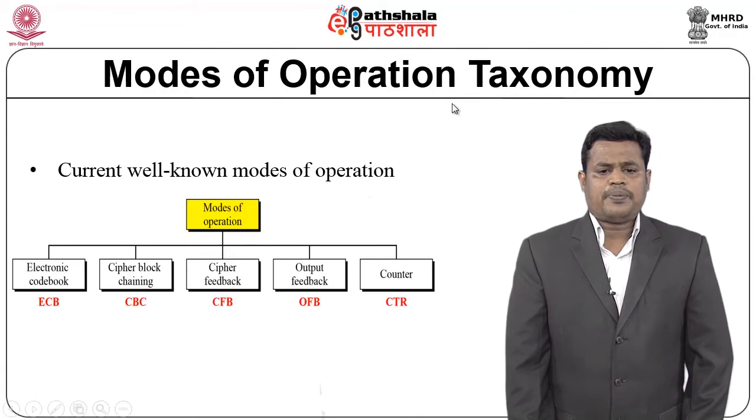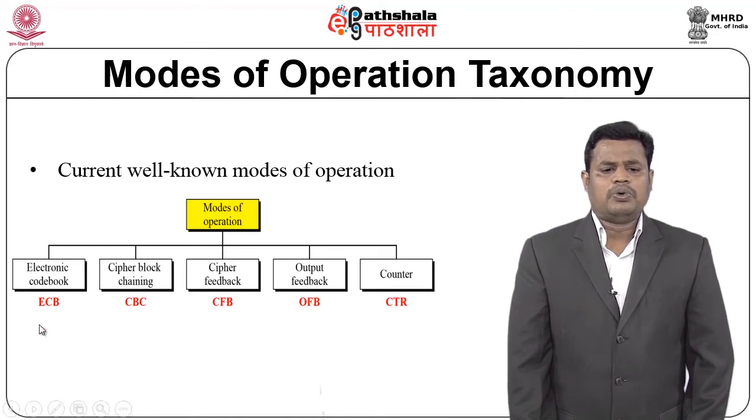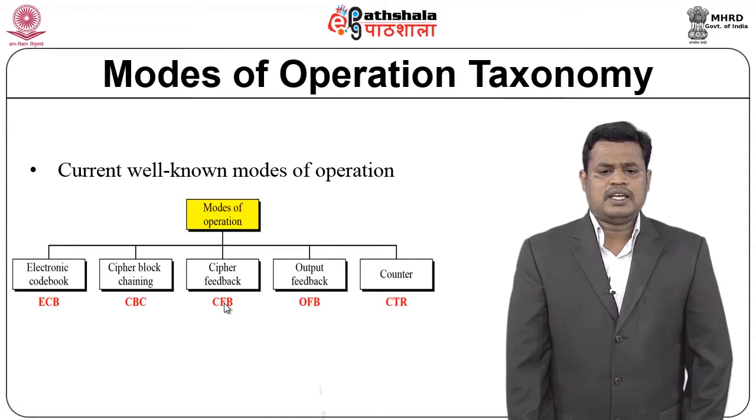So, in the modes of operation taxonomy, we have 5 different modes of operation: electronic code book, ECB; cipher block chaining, CBC; cipher feedback, CFB; output feedback, OFB; and counter, that is CTR. Now, we are going to discuss one by one how the process happens and what its merits are, where you can use each particular mode of operation.